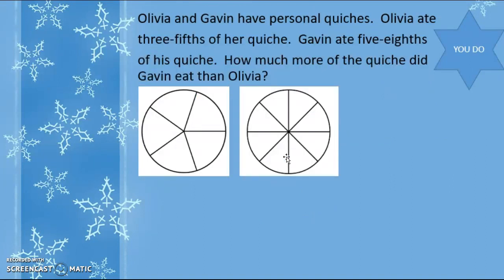Let's try another one. Olivia and Gavin have personal quiches. Olivia ate 3/5 of her quiche. Gavin ate 5/8 of his quiche. How much more of the quiche did Gavin eat than Olivia? Pause the video and try this problem.